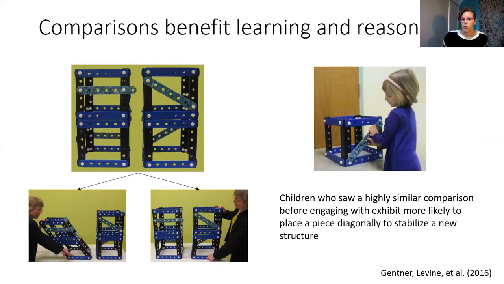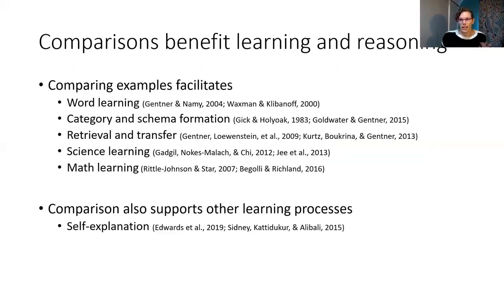So this is just one example of many. Here's a list of some more, but again, it doesn't even scratch the surface of examples of comparison benefiting learning and reasoning in various ways. Comparing examples facilitates word learning, it supports category and schema formation, retrieval and transfer. There's evidence of it supporting learning in science and math. The list really goes on, but I only have so much time. And of course, comparison also supports other important learning processes, like self-explanation. So comparison is really powerful. It's really broadly, generally applicable.